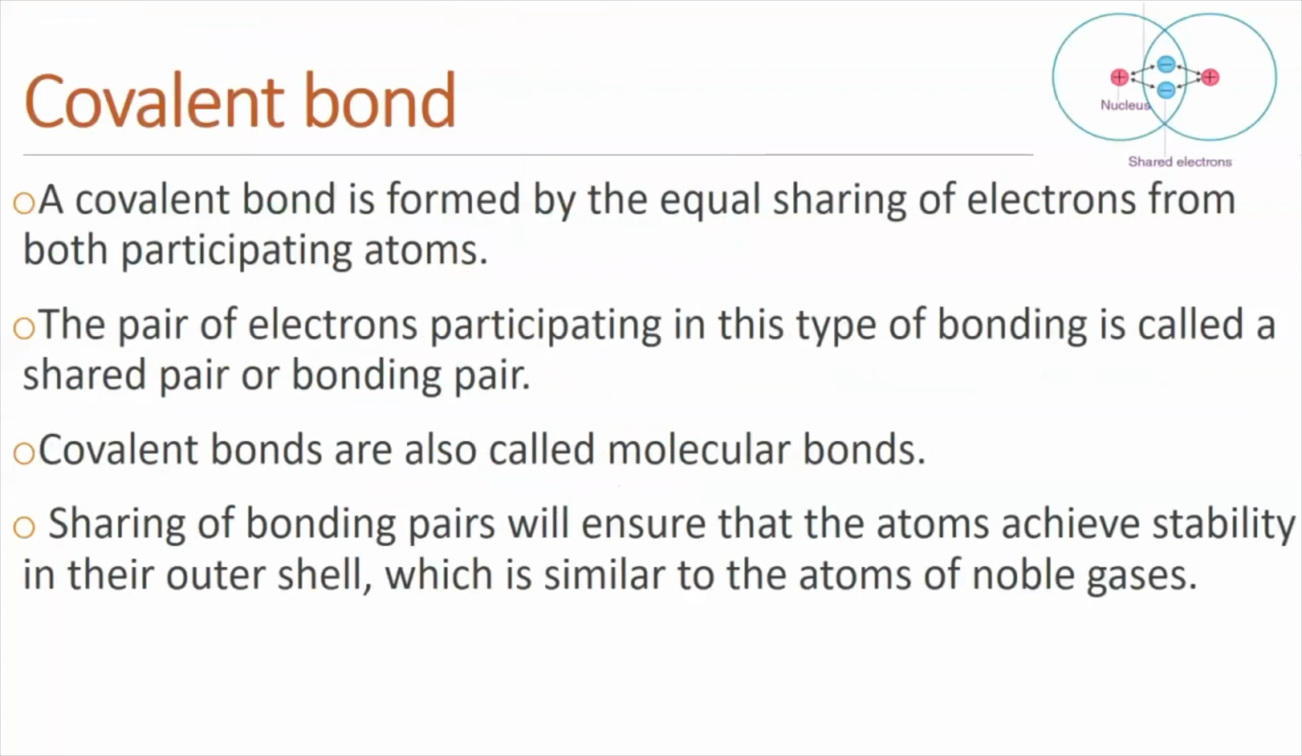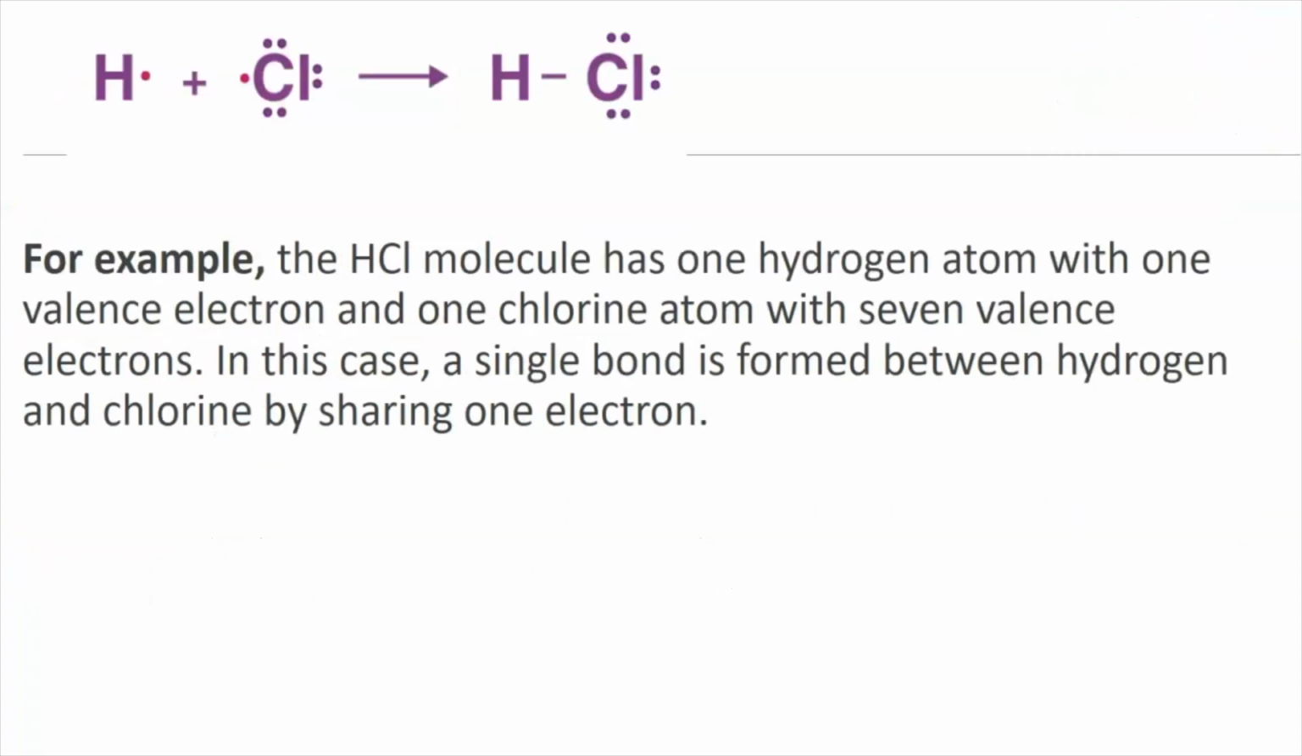The second one is covalent bond. Here, a covalent bond is formed by the equal sharing of electrons from both participating atoms. The pair of electrons participating in this type of bonding is called a shared pair or bonding pair. Covalent bonds are also called molecular bonds. Sharing of bonding pairs will ensure that the atoms achieve stability in the outer shell, which is similar to the atoms of noble gases.